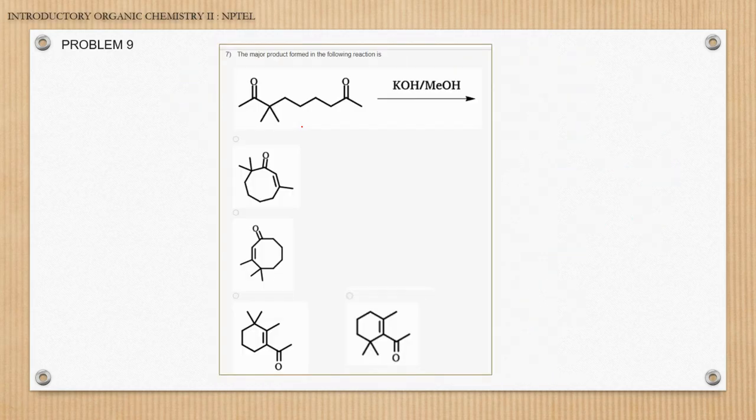So coming to problem number 9. They are telling you to find out the major product formed in the following reaction. They have treated it with a base, that is KOH, in methanol. Now quickly tell me what is the answer to this reaction. I have previously taken up this particular question. So tell me what is the correct option.